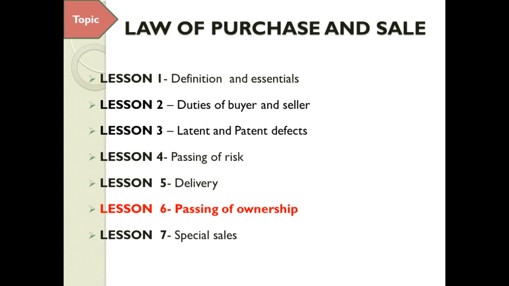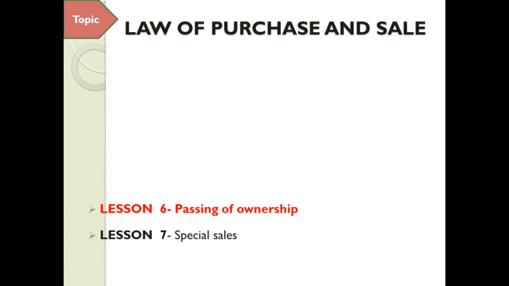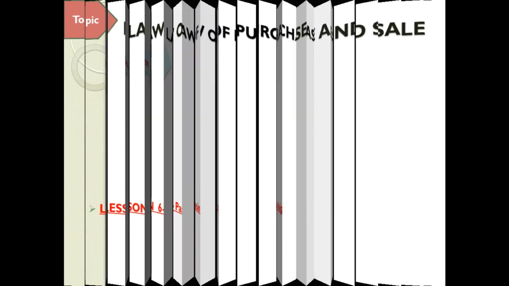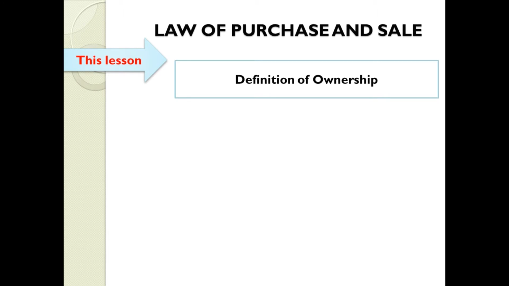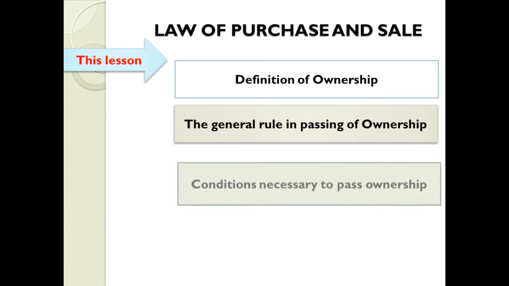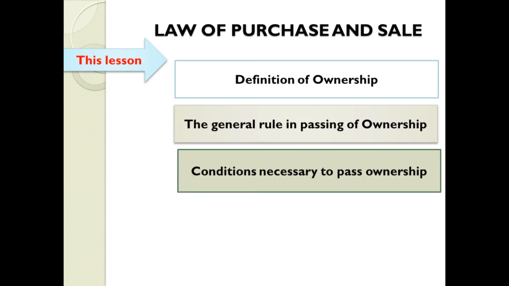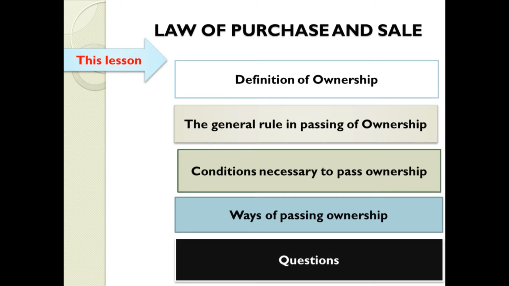We have already covered the definition and the essentials, duties of the buyer and those of the seller, latent and patent defects, passing of risk, and delivery. Today we are moving on to lesson number 6, passing of ownership. In this lesson, we are going to define what ownership is. We'll look at the general rule in passing of ownership, then conditions necessary to pass ownership, ways of passing ownership, and at the end of the lesson, I'll give you popular exam questions relating to this lesson.